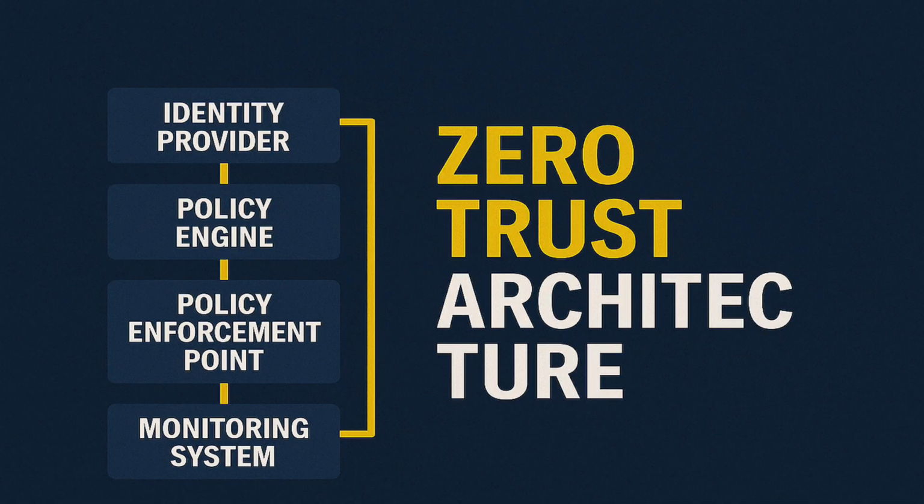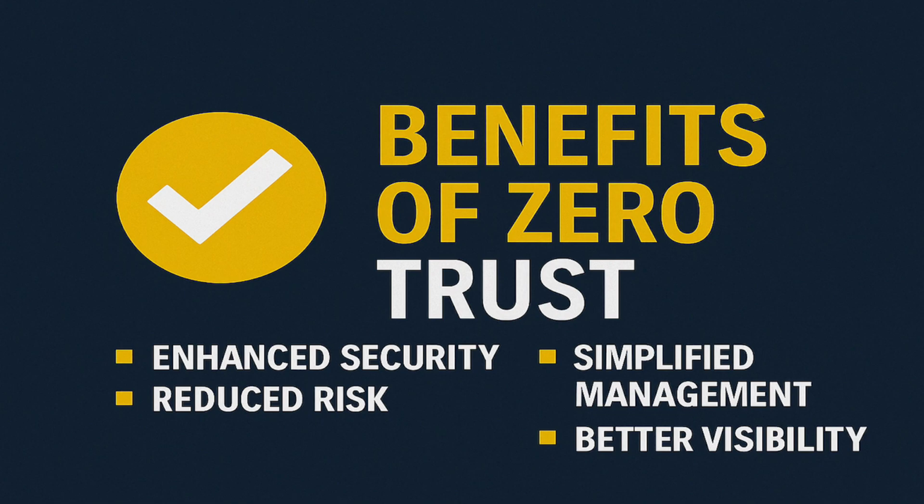Let me introduce you to the idea of Zero Trust Architecture, or ZTA. This is a structure that supports all the principles we just talked about. It usually includes an identity provider to check who you are, a policy engine that decides whether you are allowed in, a policy enforcement point that actually lets you in or blocks you, and a monitoring system that watches everything and flags suspicious behavior. This architecture helps companies respond fast and stay protected even in complex environments like cloud services and hybrid workspaces.